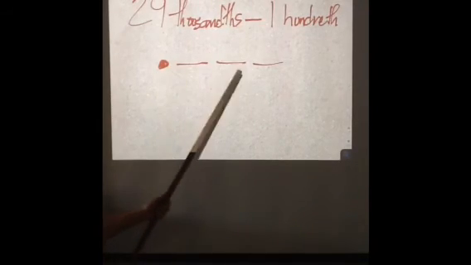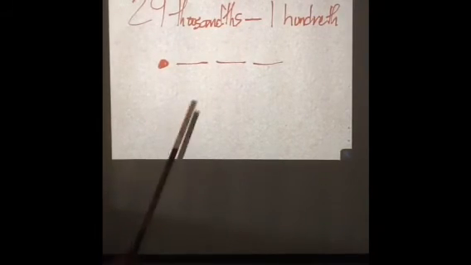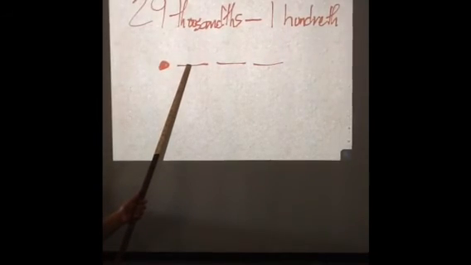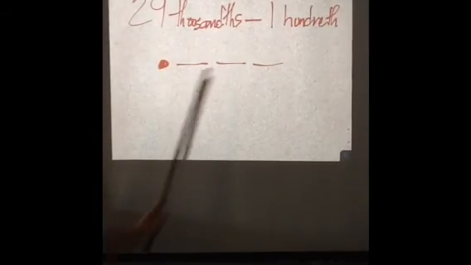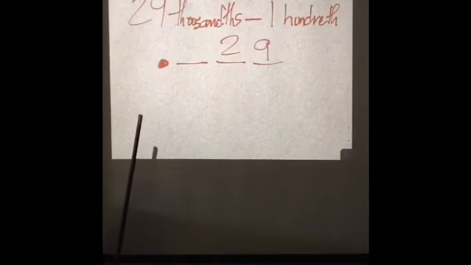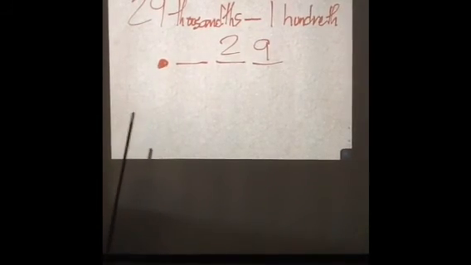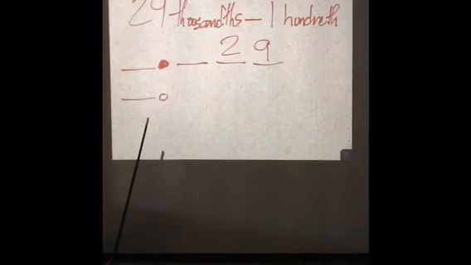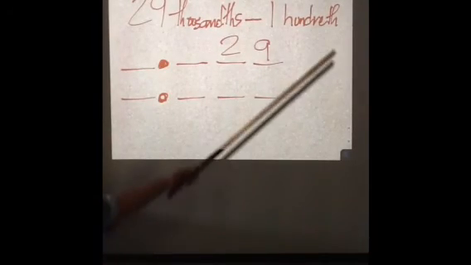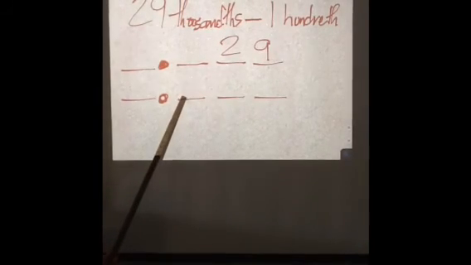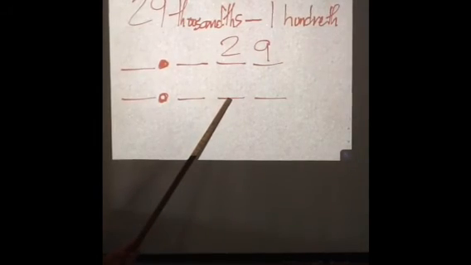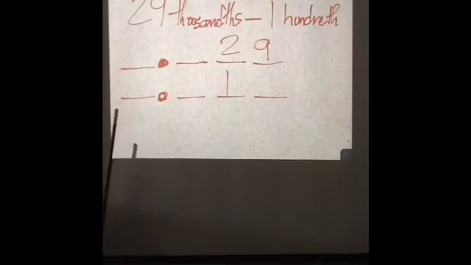All right, so where do we put the 29? Do I put the 2 here? Nope. And then 9 here? No. 2 here, 9 here? Yes. Okay. And then where do I put the 1? Now what do I have to do? I have to line up the decimals, everybody, line up the decimals. What is this called? This is a hundredth, right? Does the hundredth go here? No. Does it go here? Yes. Okay. So I put the 1 there, right?